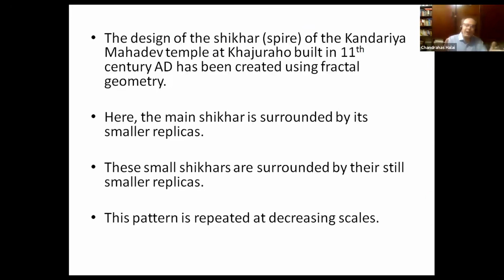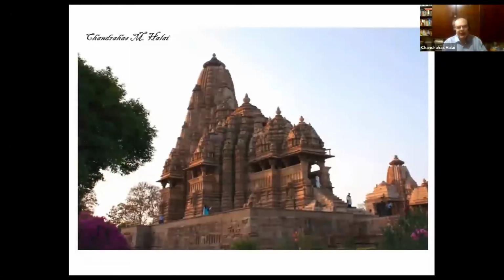So here you have the main Shikhar, and then surrounding that main Shikhar, you have smaller replicas of it. These smaller replicas are again surrounded by still smaller replicas. And this pattern is repeated at ever decreasing scales. So you can see the pattern over here, the main Shikhar, then the smaller Shikhars surrounding it, and still smaller replicas of the Shikhars surrounding those.